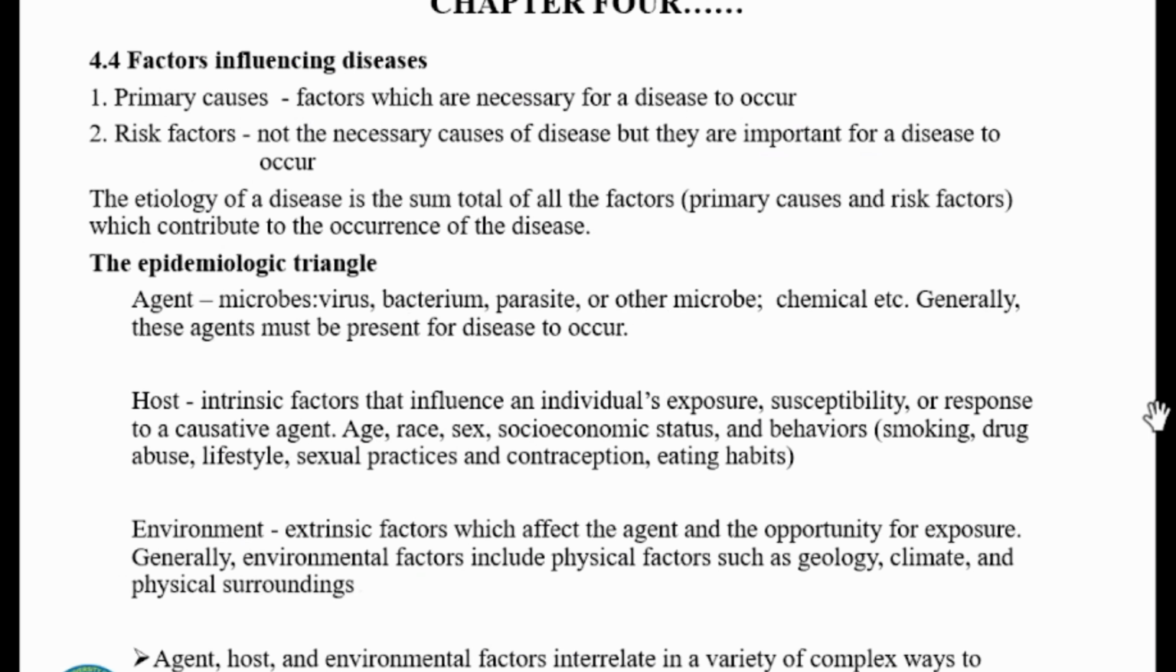So, factors influencing diseases: we have primary cause factors, which are necessary for a certain disease to occur. For example, when we are talking about malaria, you need to have the malaria parasite, the Plasmodium. Whatever else, if somebody is suffering from malaria, that means she is exposed to malaria parasites, the Plasmodium. But another factor that can influence disease is other risk factors, not necessarily causes of the disease, but they are important for a disease to occur.